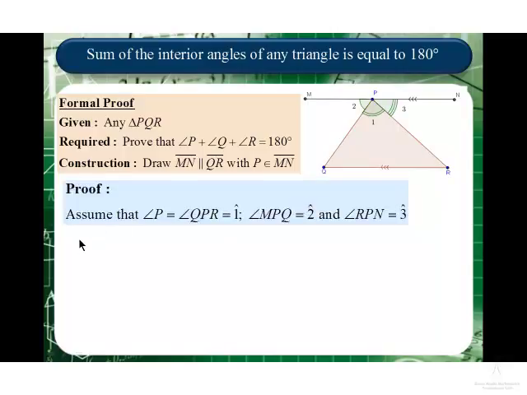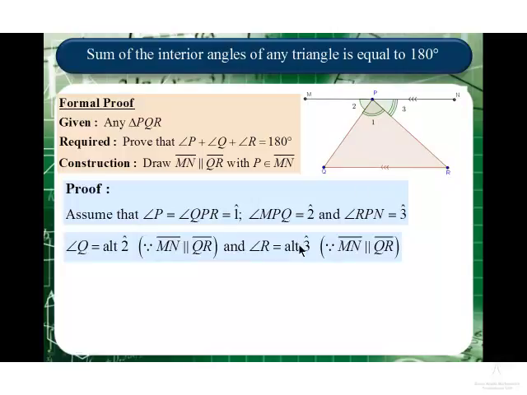Assume, to start off with, that the angle P, which is of course the angle QPR, is labeled as angle number 1. Angle MPQ as angle number 2. And angle RPN as angle number 3. Then we have the following.